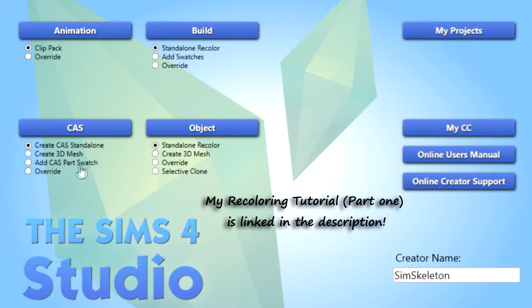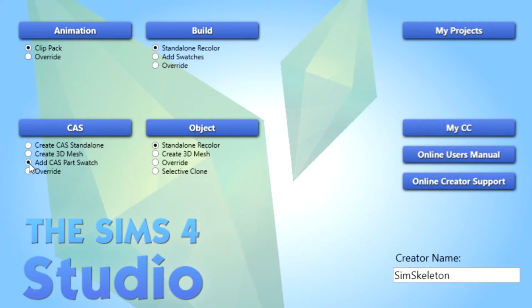This is a quick tutorial on how to make a custom thumbnail for a Create a Sim custom content that you make. So under Create a Sim in the Sims 4 Studio, we go to Add Create a Sim Part Swatch. Once it loads, you use the filters to find what you're looking for.